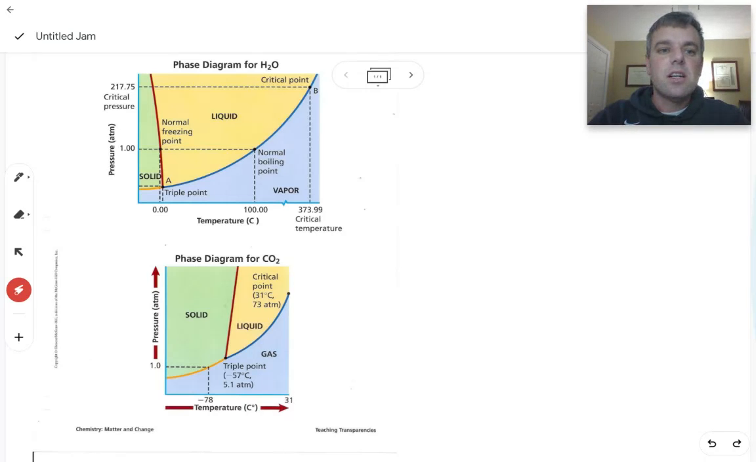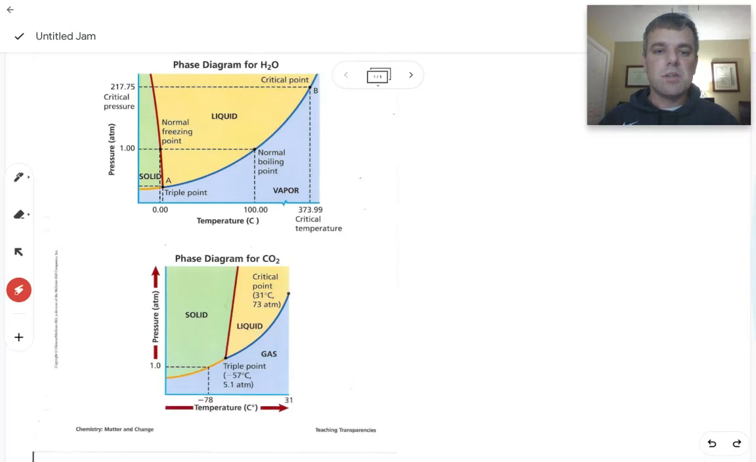Now, there are 2 unique points you should be able to identify on a phase diagram. The first is this point right here called the triple point. This is the only point where you can have solid, liquid, and vapor all coexist with no net change. So at that very specific temperature and pressure, you could have solid ice, liquid water, and water vapor, and you won't have the ice melting or the liquid freezing or evaporating. Everything just kind of stays how it is.